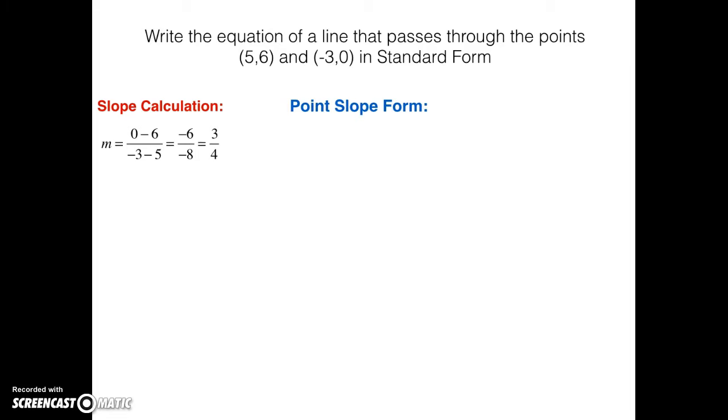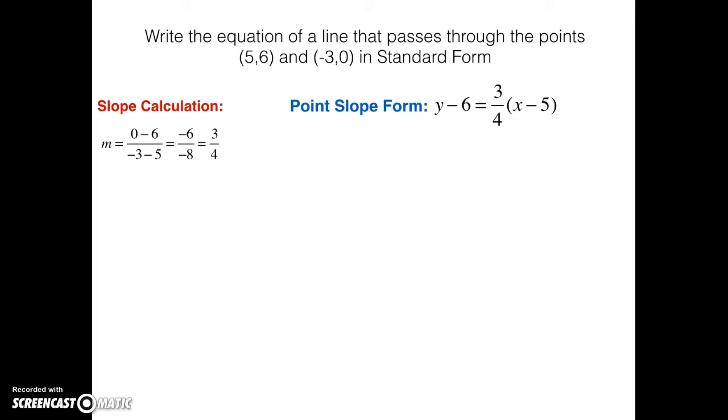Point slope form. We have a point, 5, 6. We have a slope, 3/4. We plug it into point slope form: y minus y1, which is 6, equals m, which is 3/4, parentheses x minus x1, which is 5.